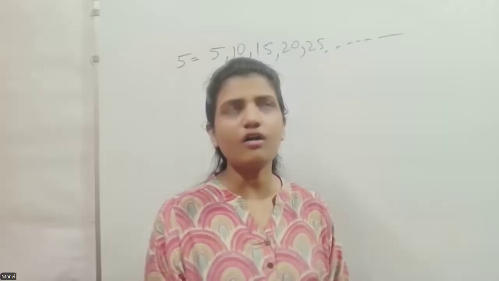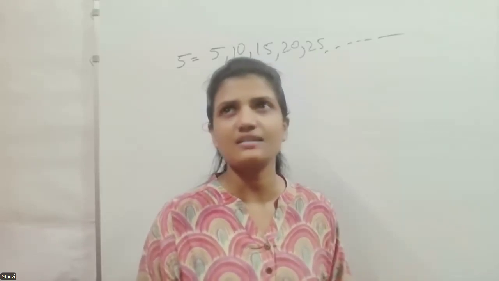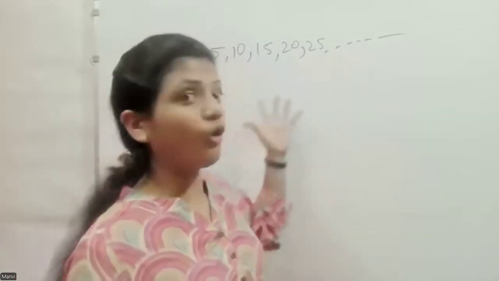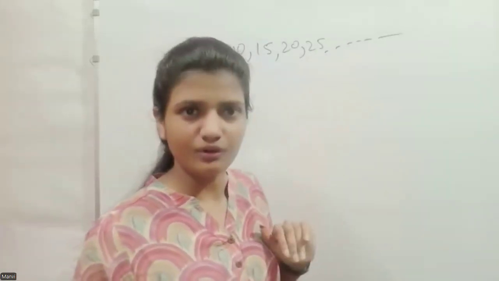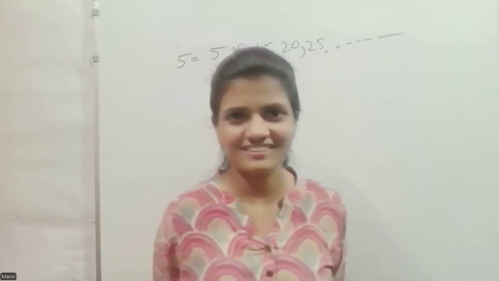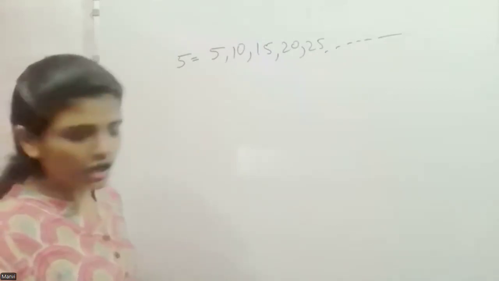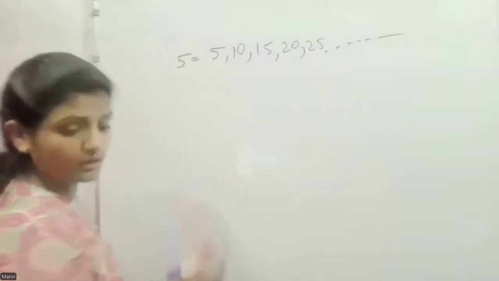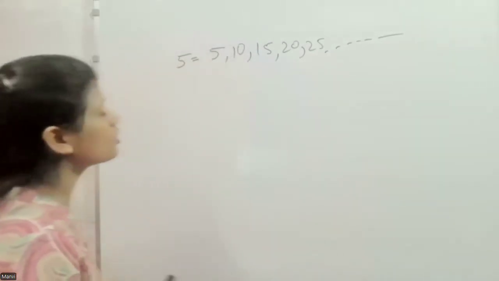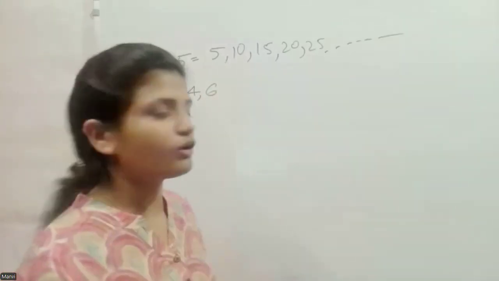If we talk about factors, what the factors of a number are, they may ask to write down all factors of 25. But it never says to write down all factors of all multiples of 5, because it's not possible. Now we talk about common multiples. If I ask what the common multiples of 4 and 6 are, write down the first two common multiples of 4 and 6.